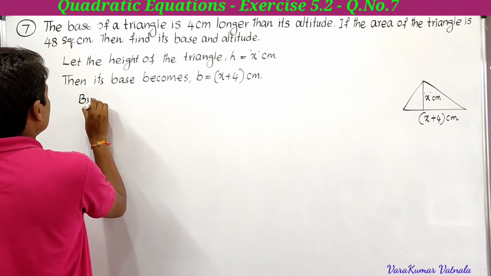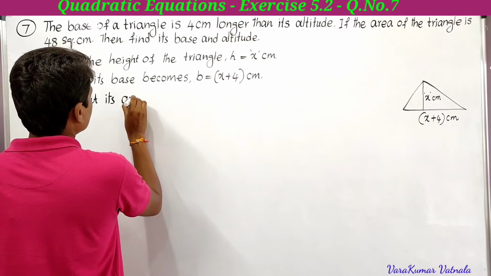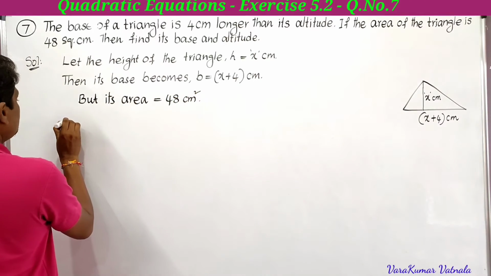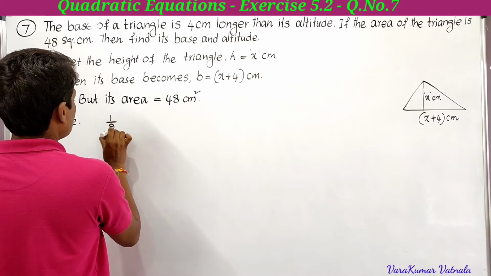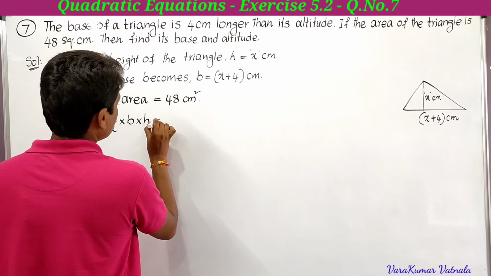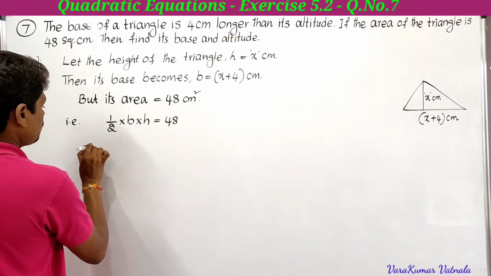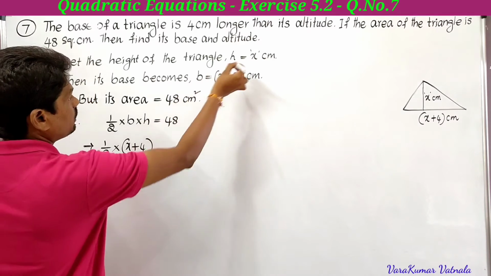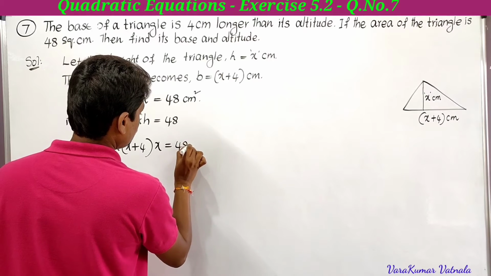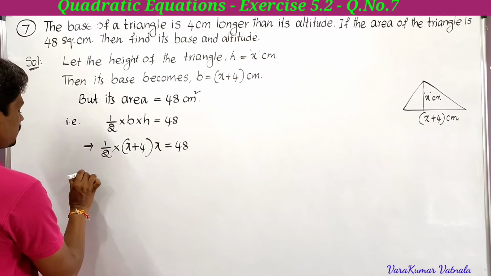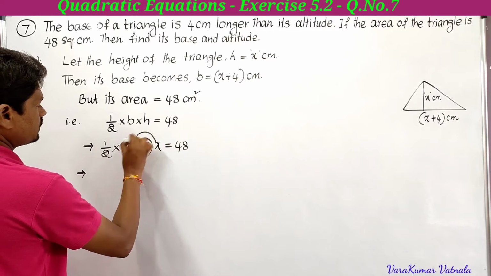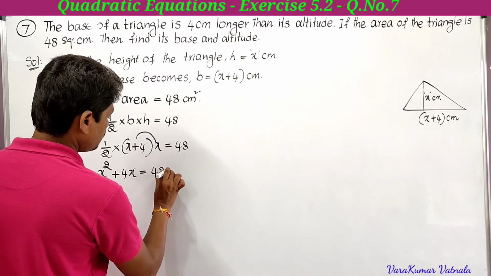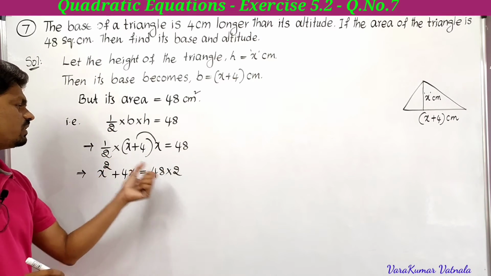But its area is equal to 48. So that is the area of the triangle. What is the formula? Half into b into h is equal to 48. So write half into b, b is the base of the triangle. How much is it? x plus 4, into h, h is the height of the triangle. How much is it? x, is equal to 48. So now take 1 by 2 to the right side. Here x into x we get x square, plus 4 into x we get plus 4x, is equal to 48 into 2. If you take 2 to the right side, here it is dividing, it multiplies.